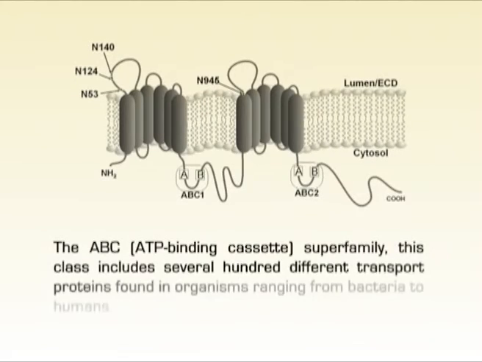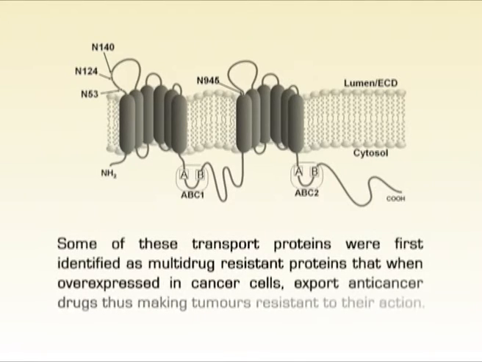This is referred to as the ABC, which stands for ATP binding cassette superfamily. This class includes several hundred different transport proteins found in organisms ranging from bacteria to humans. Some of these transport proteins were first identified as multi-drug resistant proteins that, when overexpressed in cancer cells, export anti-cancer drugs, thus making tumors resistant to their action.